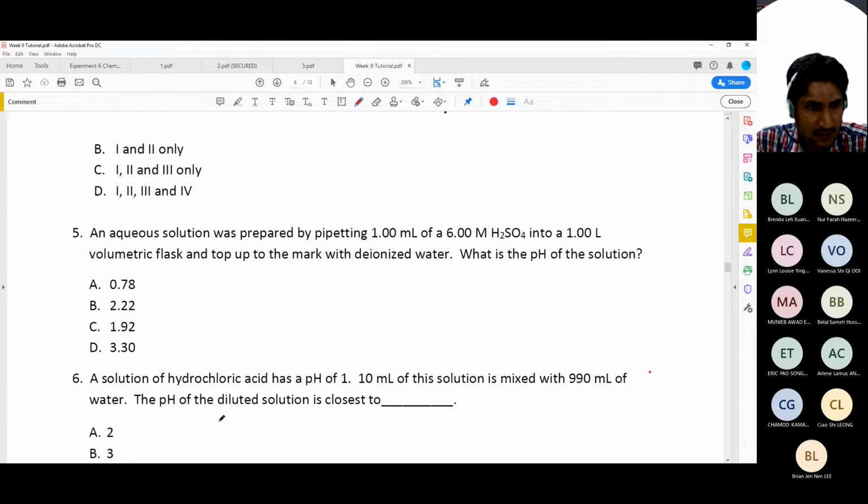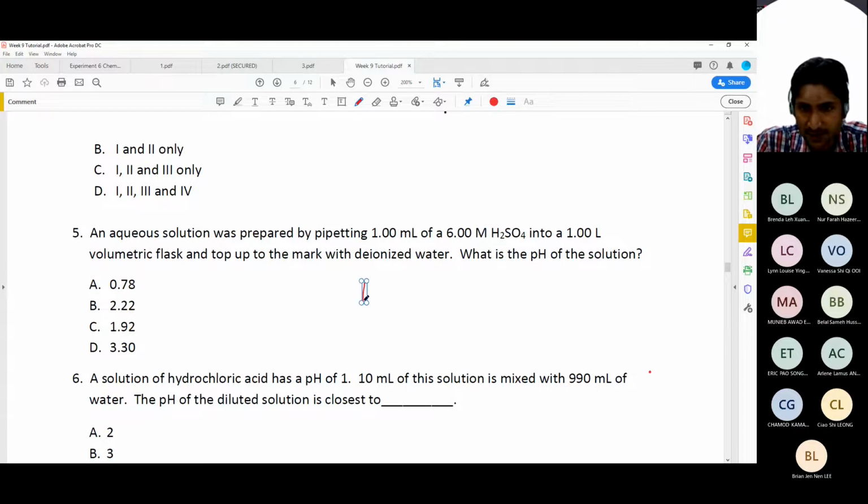Okay, so question number 5 says that an aqueous solution was prepared by pipetting 1 milliliter of a 6 molar sulfuric acid into a 1 liter volumetric flask and topping up to the mark with deionized water. That means it was filled up to 1 liter. Until 1 liter, the water was added. What is the pH of the solution?